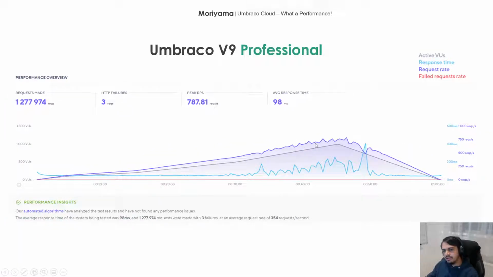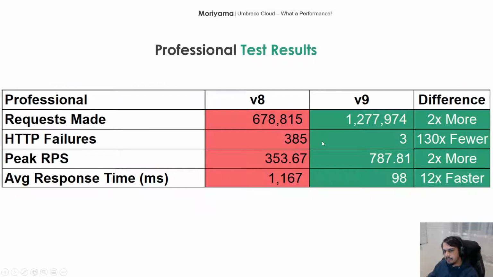However, with V9, it's a lot tidier, with the response time being very stable and slowly creeping up, and maybe another spike here, but then it quickly recovers again. And the requests just scale with the virtual users, and we have a very low response time as well, 98 milliseconds as an average.